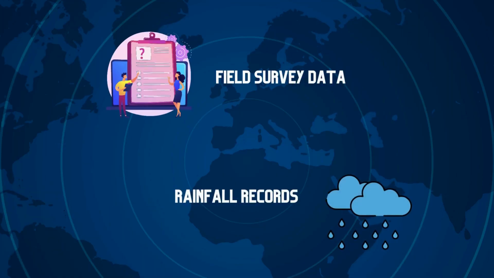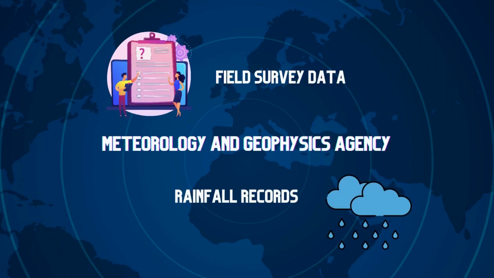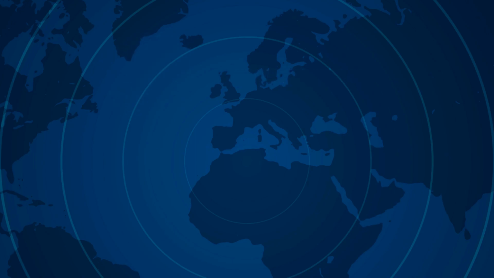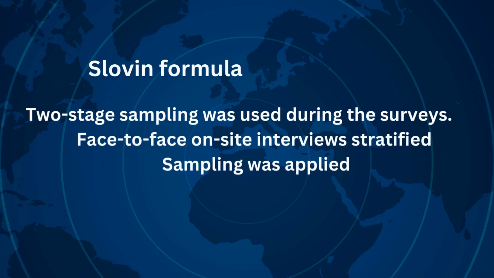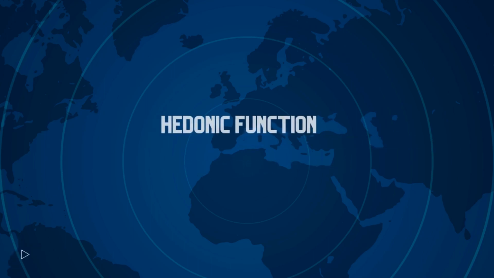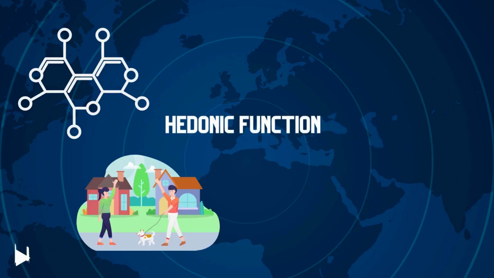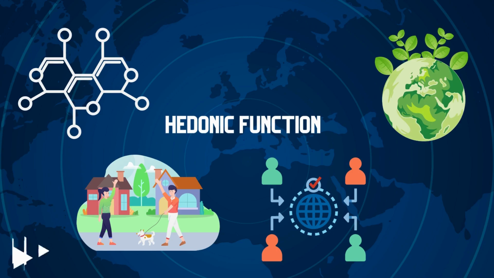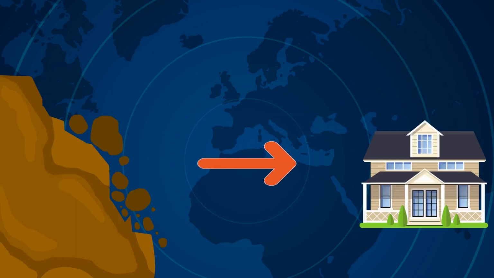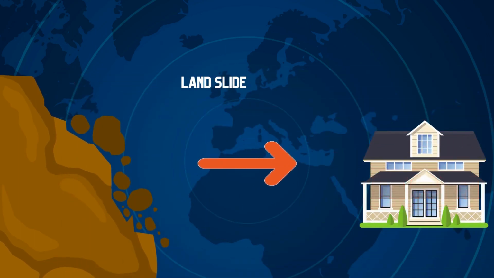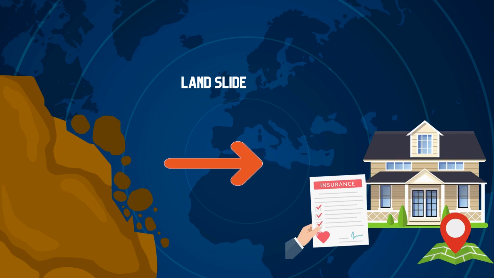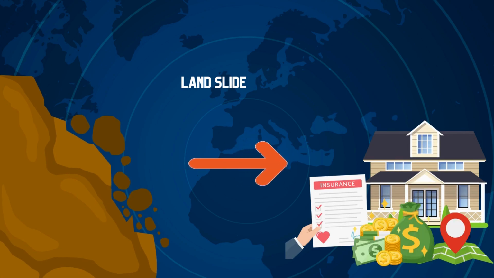Field survey data and rainfall records from the Meteorology and Geophysics Agency were used in this study. The Slovin formula was used to calculate the necessary sample size for the surveys. The hedonic function relates structural, neighborhood, accessibility, and environmental elements to the value of the housing unit. The study demonstrates that landslides result in greater property price discounts. The availability and price of insurance, as well as the location and the state of the real estate market, all affect this reduction.